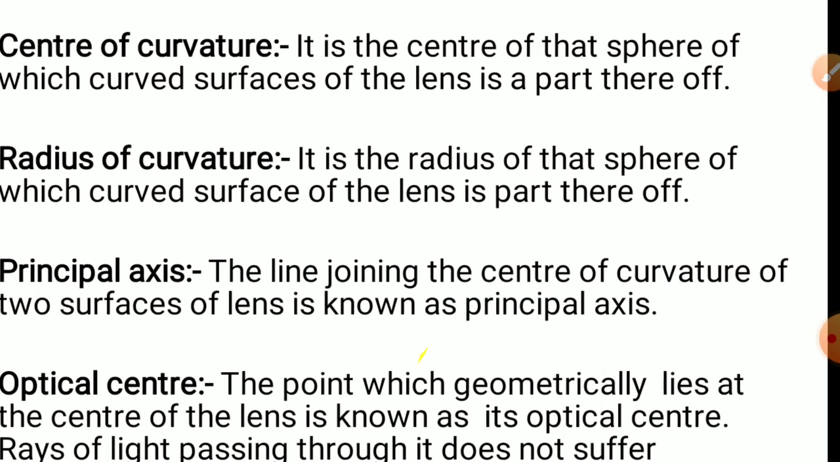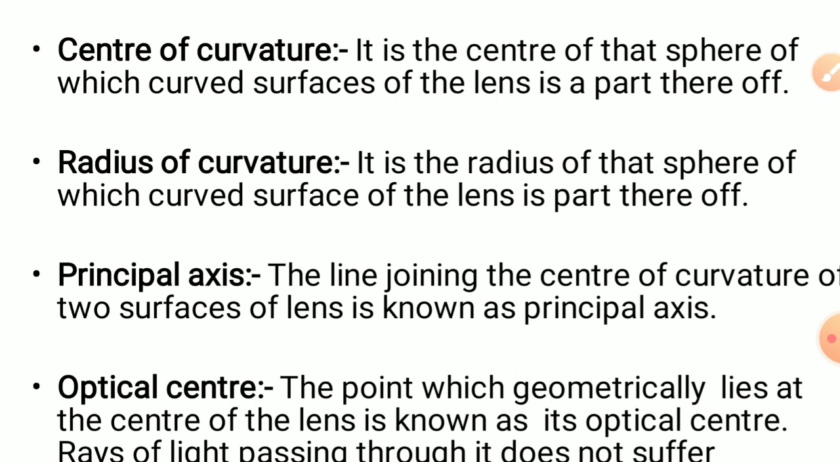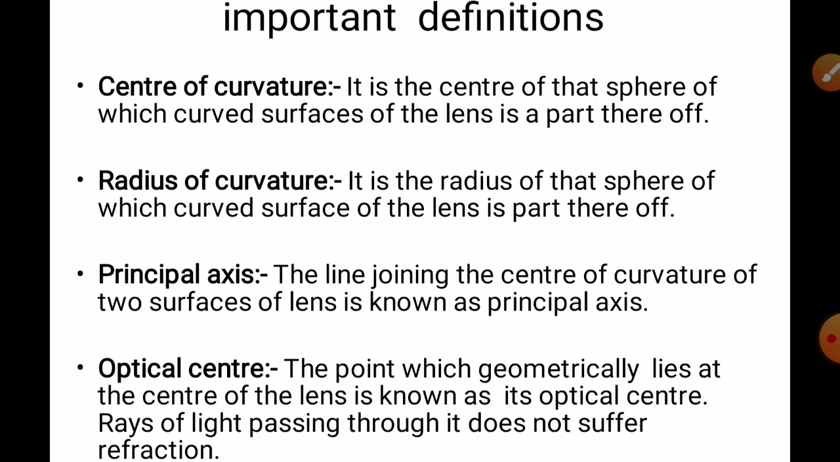So now you can write the definitions. Center of curvature: it is the center of that sphere of which the curved surface of the lens is a part thereof. Radius of curvature: it is the radius of that sphere of which the curved surface of the lens is a part thereof. Principal axis: the line joining the centers of curvature of the two surfaces of a lens is known as the principal axis.